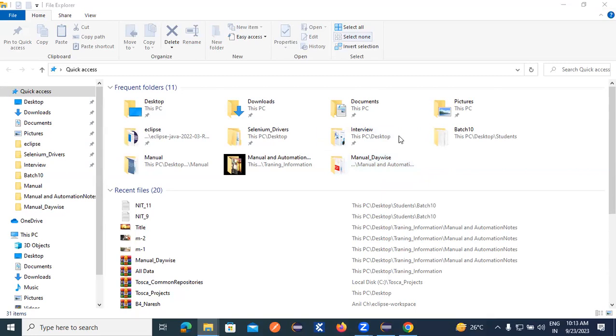Okay, very good, Srinivasulu. There are 7 types in total. The first one is early testing. We need not wait until the testing phase; in every phase we need to do the testing. That is what we call early testing.